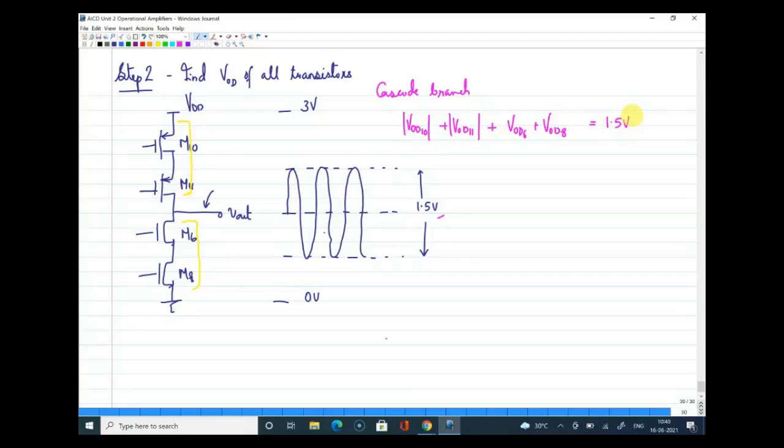Sir, I have a doubt. After we assign the overdrive voltages, we need to make sure that the overdrive voltage demand for the left branch is less than the M6 and M7 overdrive voltage demand, right? M6 and M7.